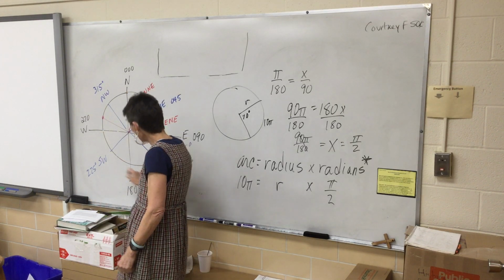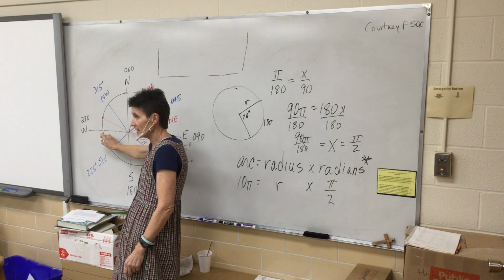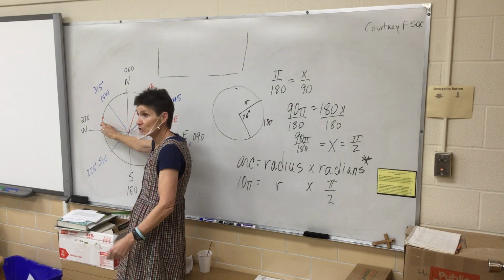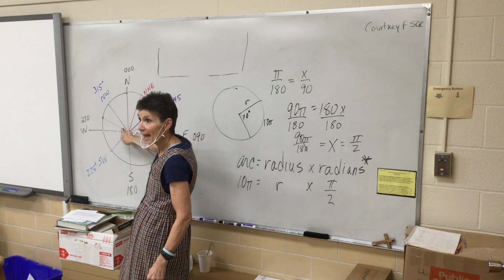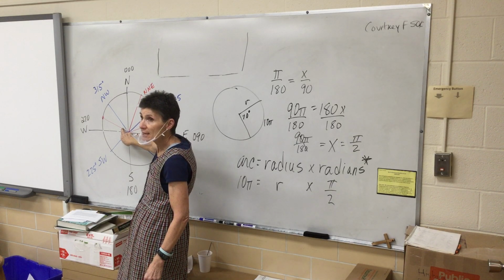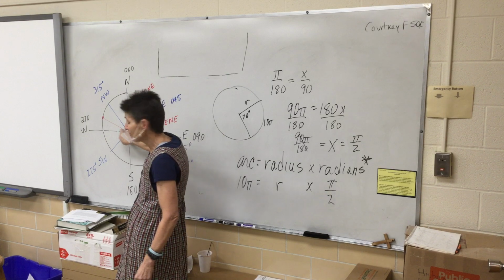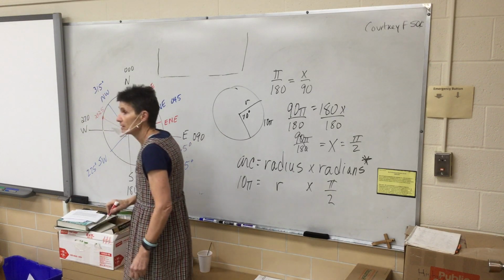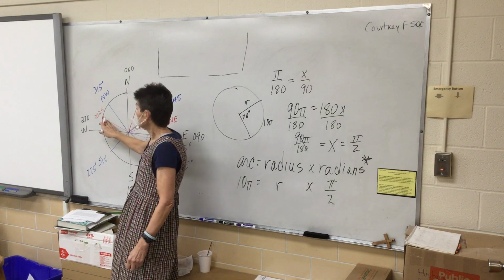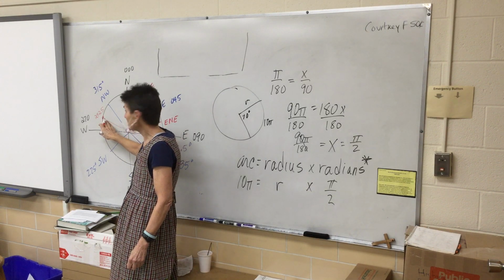So I gotta go all the way around to here, which is 270. And then an extra, how much did we say those little pieces were? 22 and a half. So 270 and 22 and a half would be 292.5 for west, northwest.